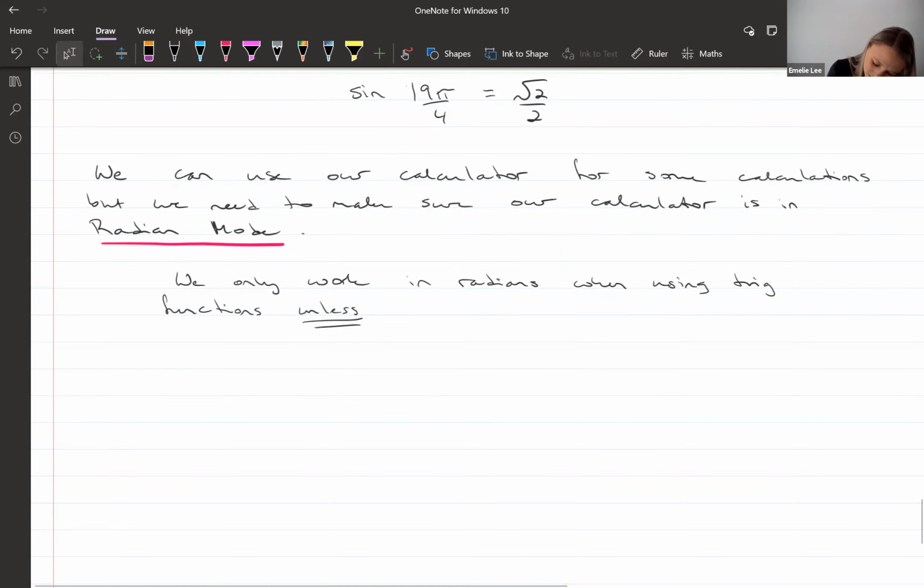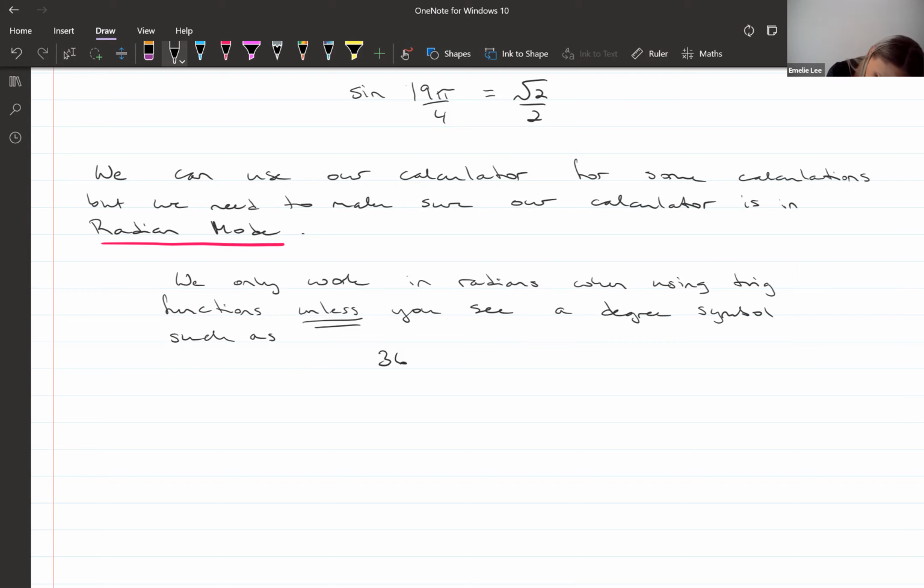So unless you see a degree symbol, such as 360 degrees. Oops. And that should be a hollow circle. Okay. So for things like 19 pi over 4, there's no degree symbol, so you know you have to be in radians.